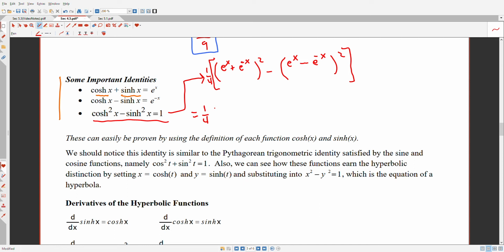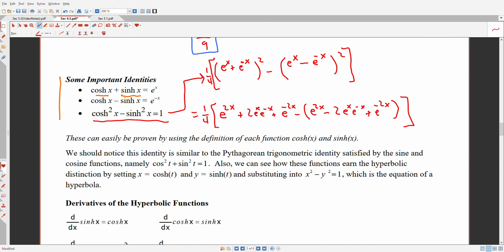So e to the x squared, first with the first, is e to the 2x, and then I'll have plus 2 e to the x, e to the negative x, and then plus e to the negative 2x, and then minus e to the 2x, minus 2 e to the x, e to the negative x. And then the last one will be plus e to the negative 2x. And so a lot of canceling happens.